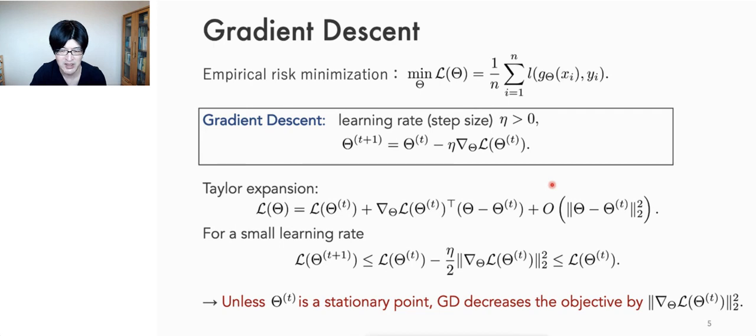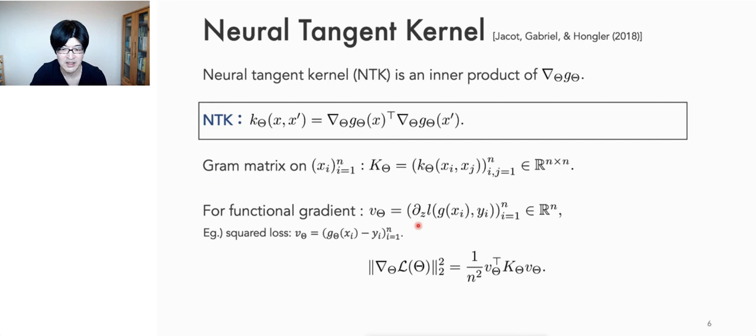Consider empirical risk minimization and run gradient descent for this problem with learning rate eta. We take the second-order Taylor expansion and substitute the gradient descent update into this equation. Then we get this inequality with small learning rates. We see that unless theta t is a stationary point, gradient descent decreases the objective by this gradient norm. To measure the gradient norm, NTK is very useful.